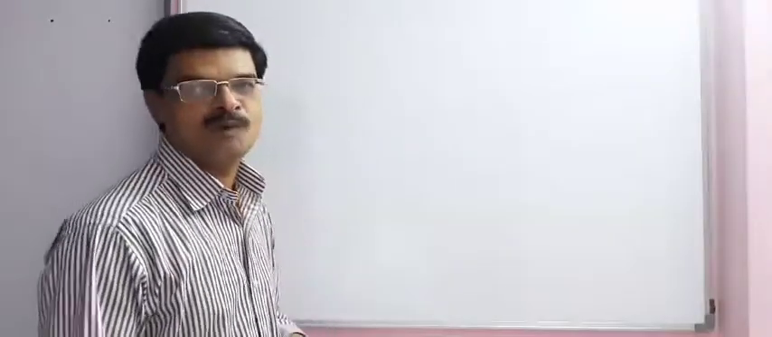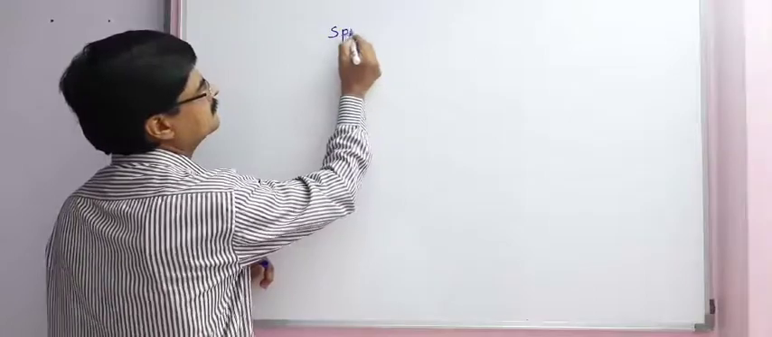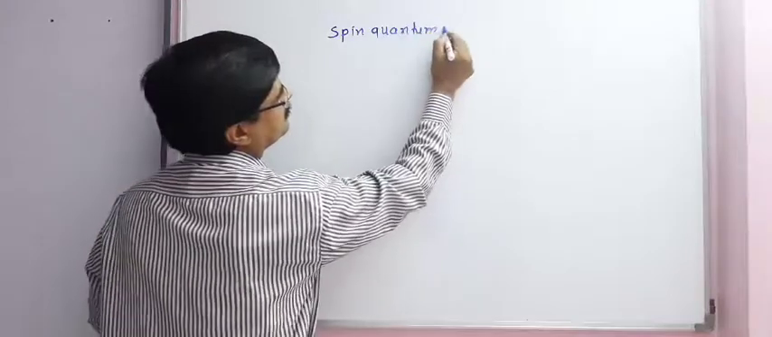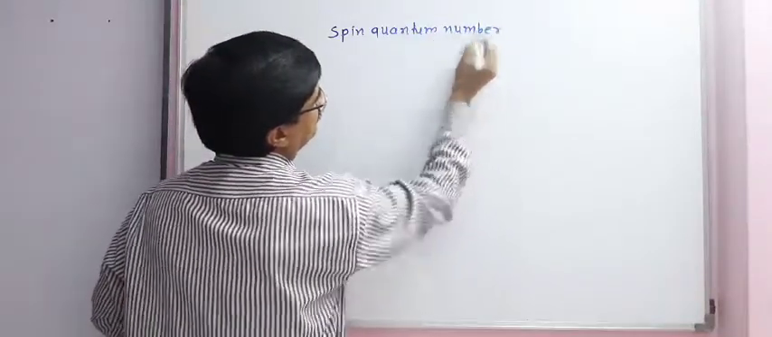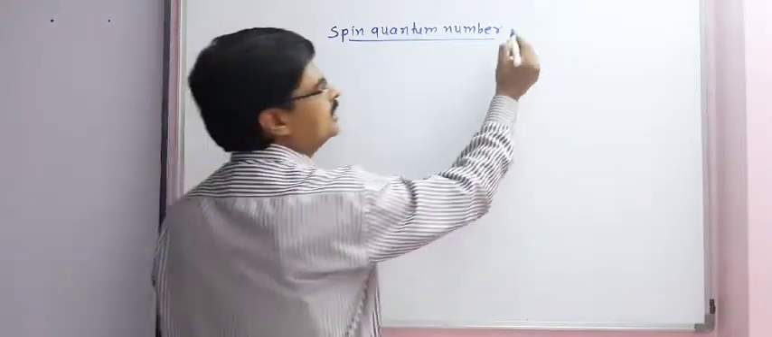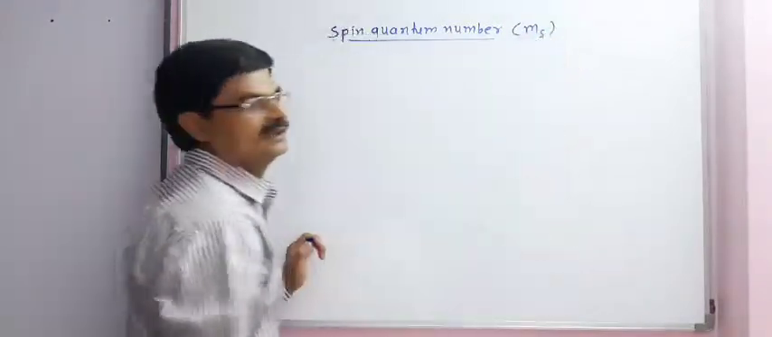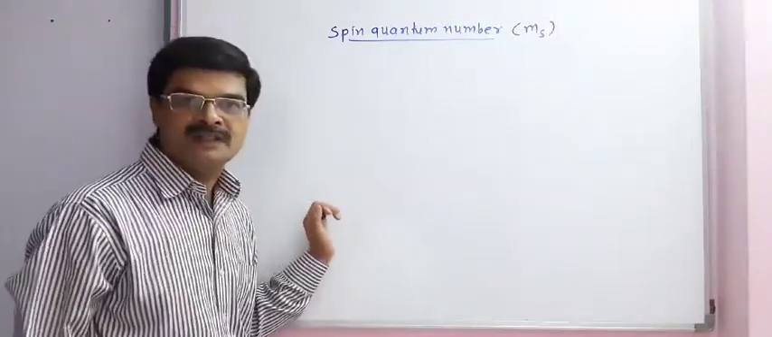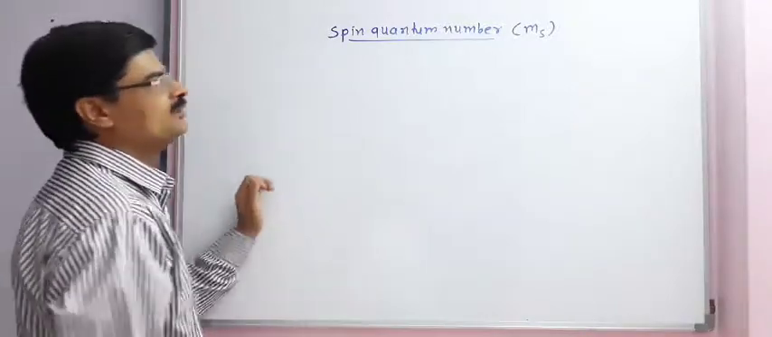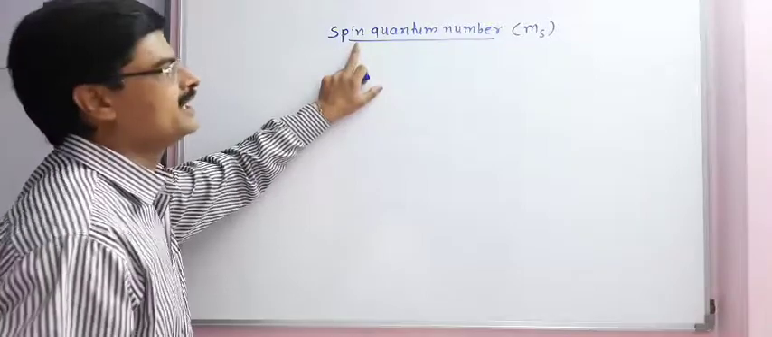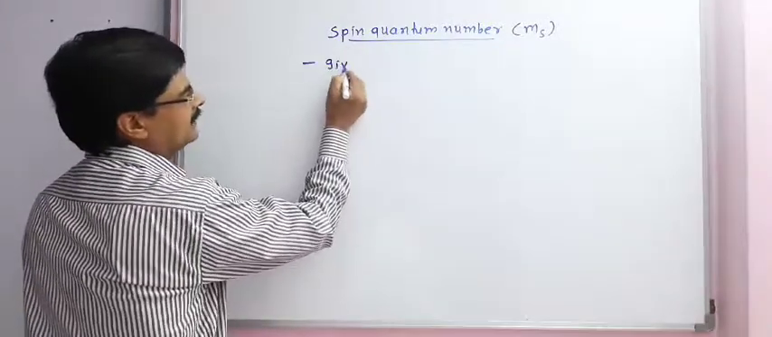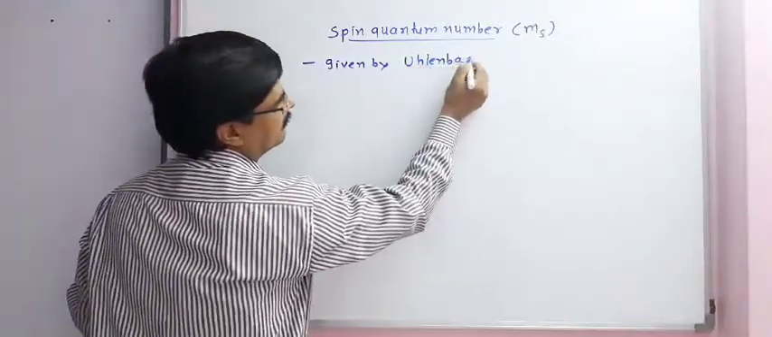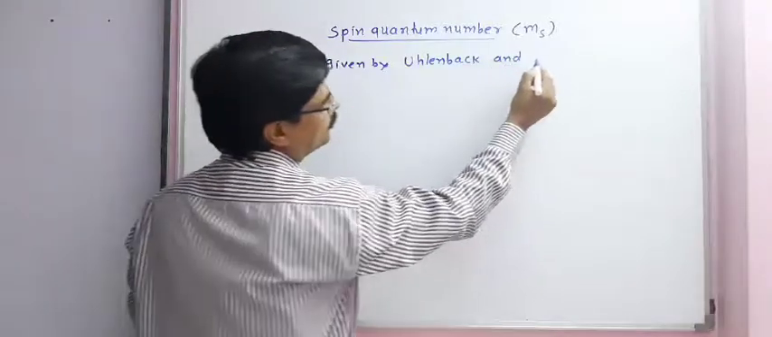We will understand the spin quantum number. The spin quantum number is denoted as ms. As we know that the electron revolves around the nucleus, in the same way it spins on its own axis, and that is why we have to understand the spin quantum number. It was given by Uhlenbeck and Goudsmit.